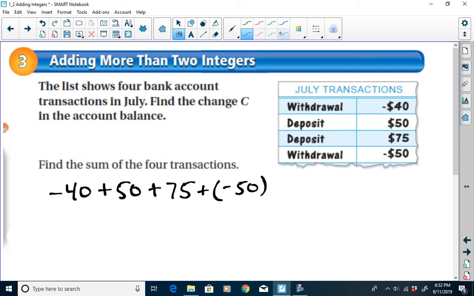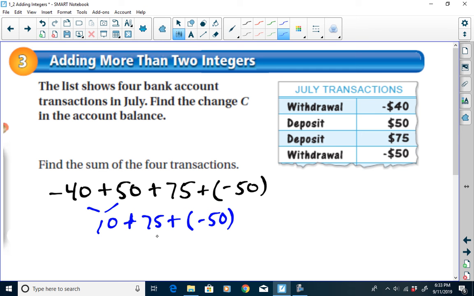All right, let's go from left to right. Negative 40 and positive 50. I'm adding integers with opposite signs, so I have to subtract their absolute values. That's going to be 10. All right, take the sign of the higher absolute value number. There's more positive than negative, so that's going to be positive 10. I'm going to recopy the 75 and recopy the negative 50.